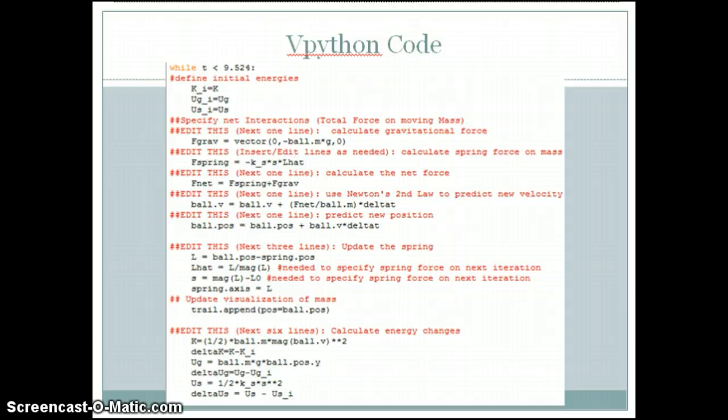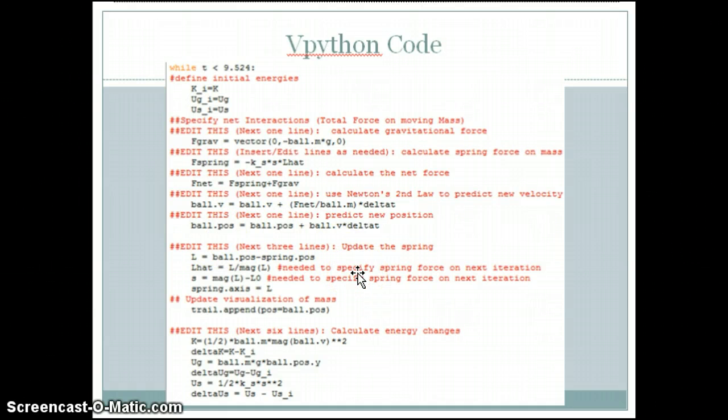After these calculations, I went to VPython to enter the data to model the motion of the spring with the mass attached. Here is the while loop of my code. First, I entered in the data for the gravitational force, which is negative mass of the ball times gravity, the force of the spring, which is the negative spring constant times L hat times s, the net force, which is these two values combined, the ball's final velocity, which is its initial velocity plus the net force over the ball's mass times the change in time, and the ball's final position, which is its initial position plus the ball's velocity times the change in time.